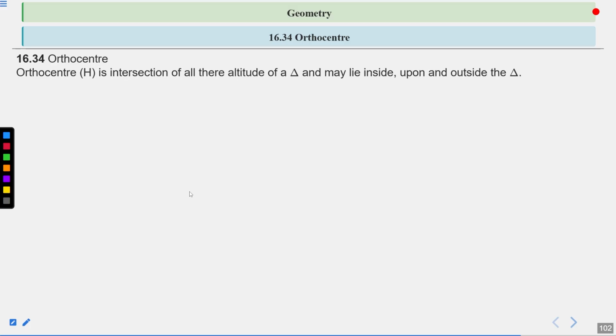So orthocenter H is the intersection of all three altitudes of a triangle and may lie inside, upon, or outside of the triangle. So this is the diagram in which we can see the orthocenter.